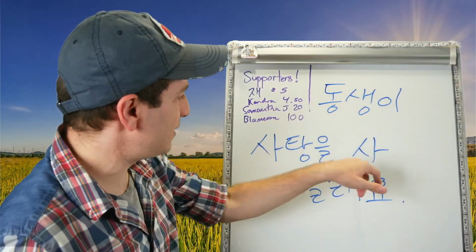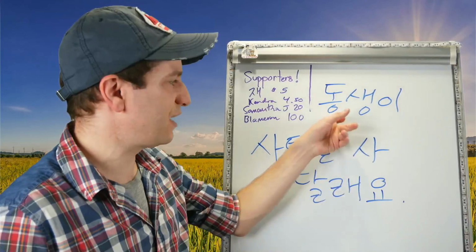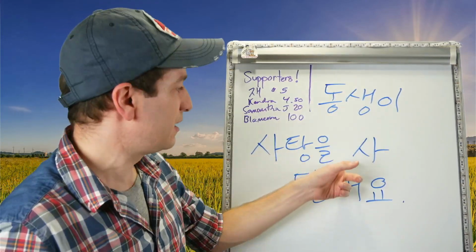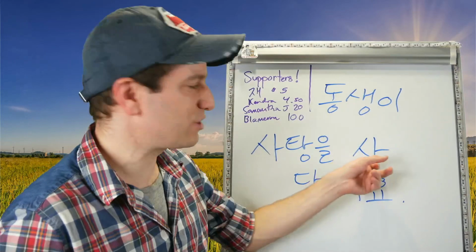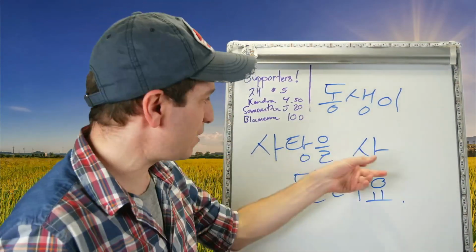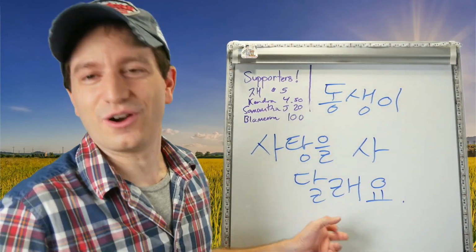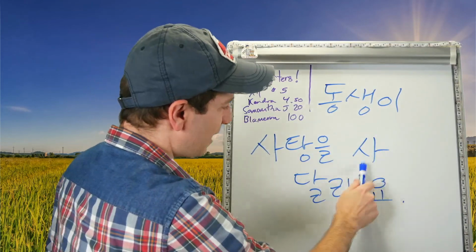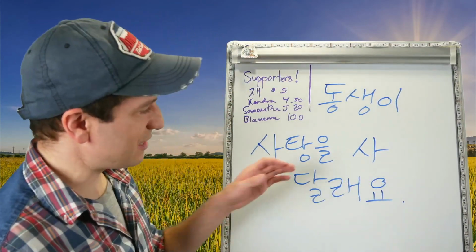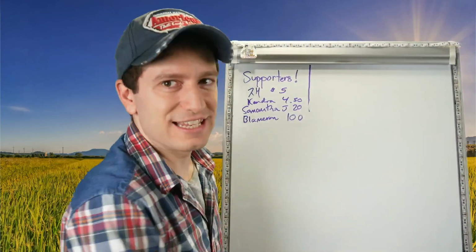동생이 사탕을 사달래요. So this would be normally the 동생, the younger sister or younger brother would say, 사탕, candy, 사주세요. Please buy me. So they said, please buy me. 사주다. 사달라고 했어요. 사달래요. 동생이 사탕을 사달래요. So my younger sibling said to buy them candy. And that is the end of our lesson.